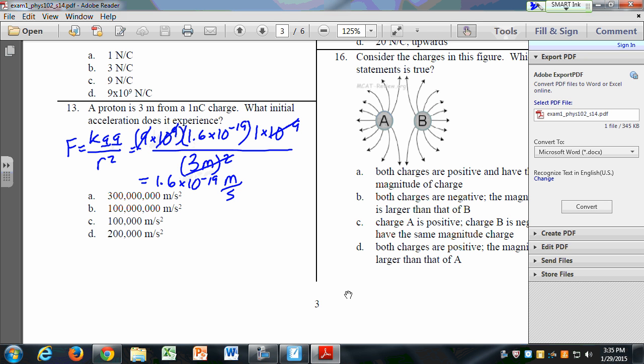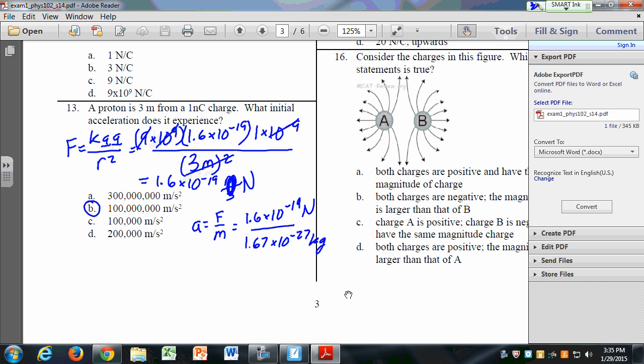Then you want to know the acceleration, F over m. I'm sorry, this was not meters per second squared, this should be newtons, right? It's the force. So that's going to be 1.6 times 10 to the minus 19 divided by the mass of a proton. You don't have to know it, but it's 1.67 times 10 to the minus 27 kilograms. And if we divide those two, it looks like B is going to be the right answer, 100 million.